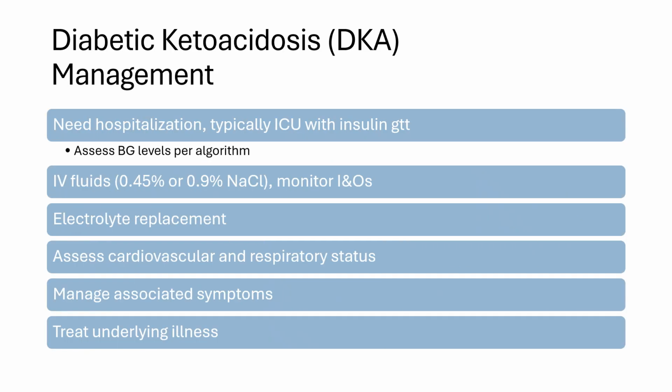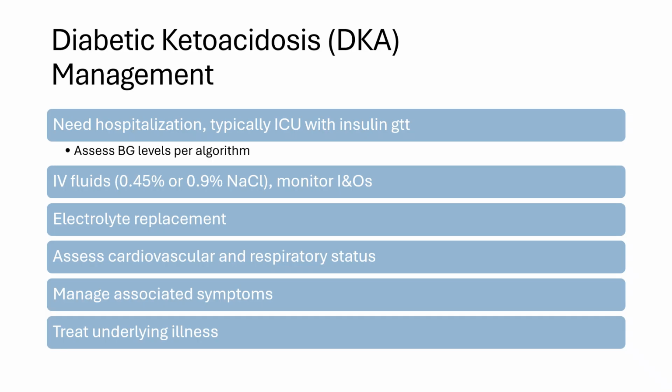So, some of our management for a patient with DKA: they absolutely need hospitalization. They're typically in the ICU. There are policies and procedures or algorithms that tell you how often and how to adjust for the blood sugar levels. We usually give them fluids, 0.45 to 0.9% normal saline. Monitor their intake and output, how much is coming in, how much is going out. We're going to look at their electrolyte replacement, so we'll look at the potassium.